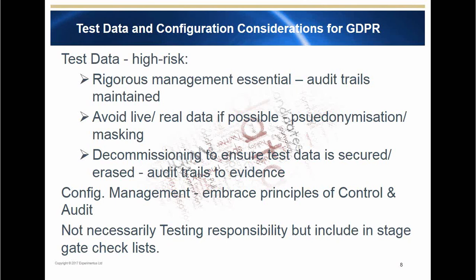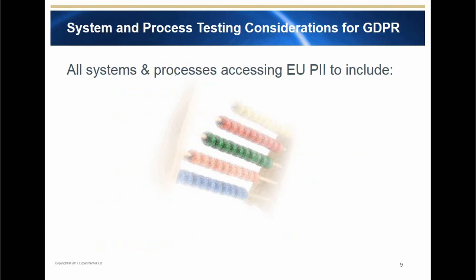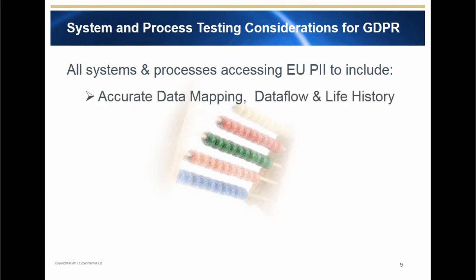Data and configuration are not essentially the responsibility of the test community, but we should understand the significance for GDPR and encourage their inclusion in stage gate entry and exit criteria. All systems and processes subject to GDPR should address the following: data mapping, knowing where the data is and what the relationships are. A common understanding is that it only takes 3 items of personal data to identify someone.